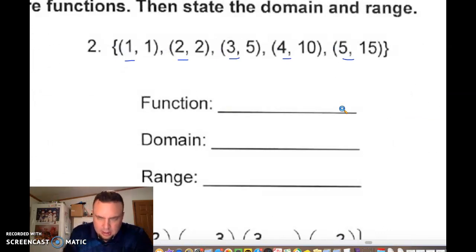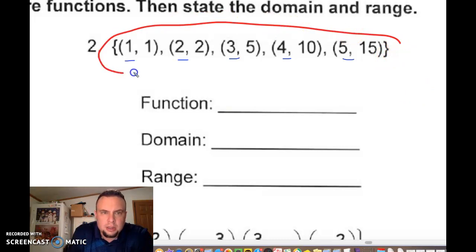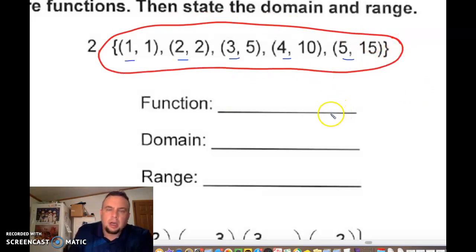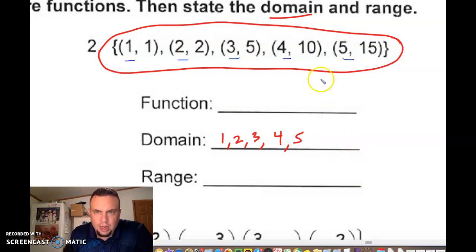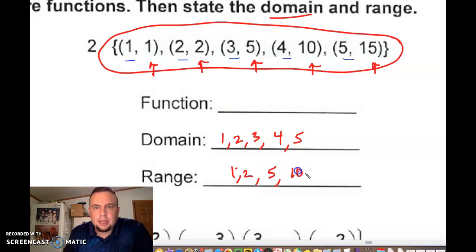So look at that right there. This is your relation. We'll go straight to domain and range. Domain deals with what are my x values in this case. Well, 1, 2, 3, 4, 5. So you name 1, 2, 3, 4, 5. There you go. Range. Well, you look at all the y values. 1, 2, 5, 10, 15. Math etiquette, you put them in order. 1, 2, 5, 10, and 15.